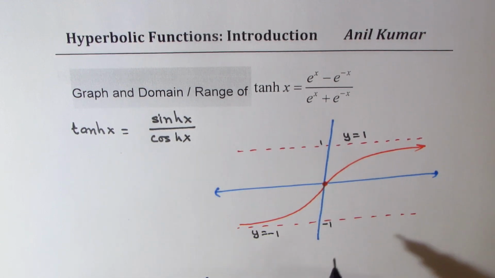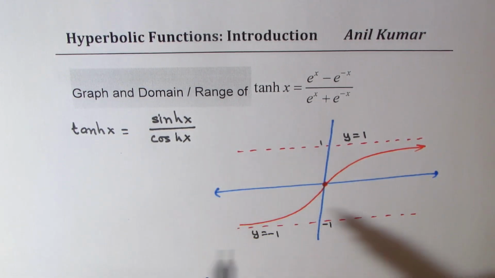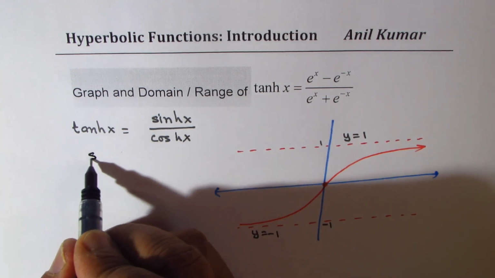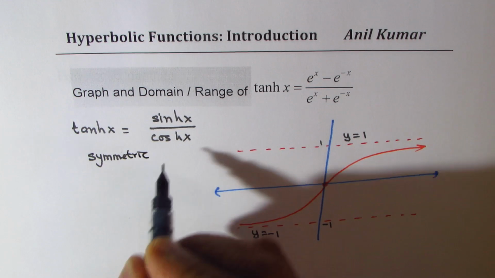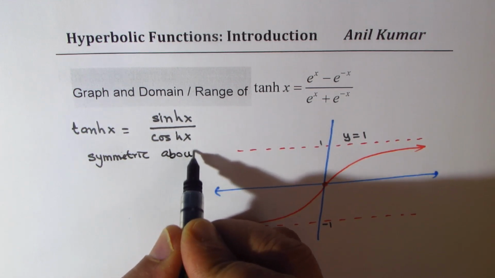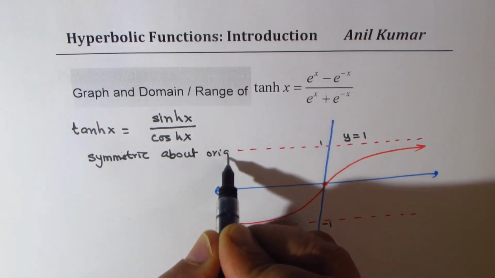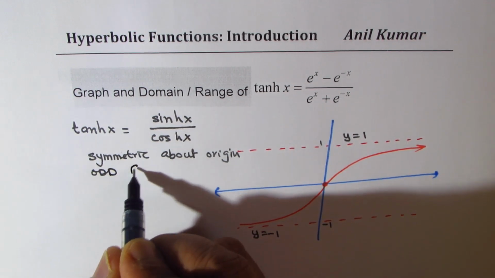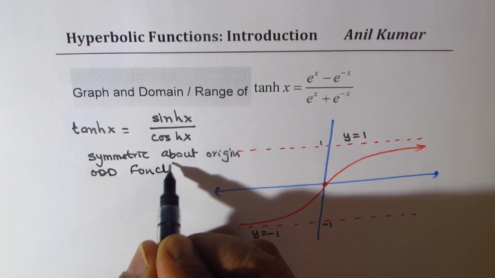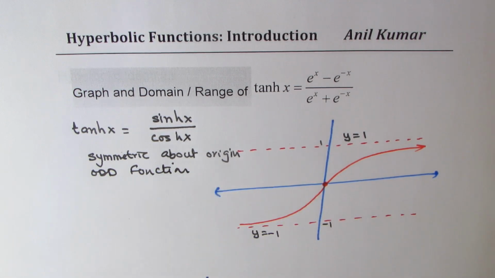Now this graph, as you can see, is symmetric about origin, right? And therefore, we can say this is an odd function, just as sine hyperbolic x.